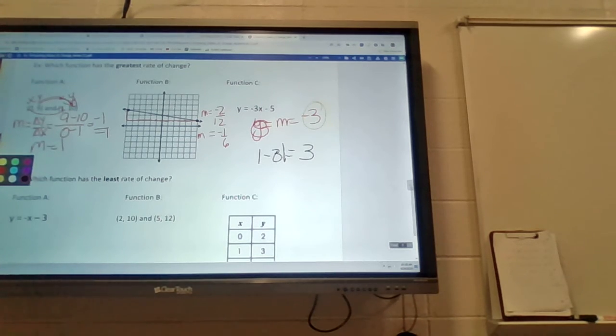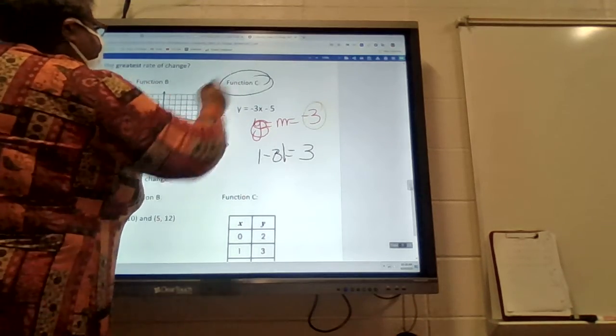So we want distance from 0. So this is 1, 2, 3. So the absolute value of 3 is 3 because it's a distance. Here, 1, 2, 3. So the absolute value, and those are not ones, those are brackets, is 3. Those are like vertical lines. So here, function C would have the greatest rate of change.